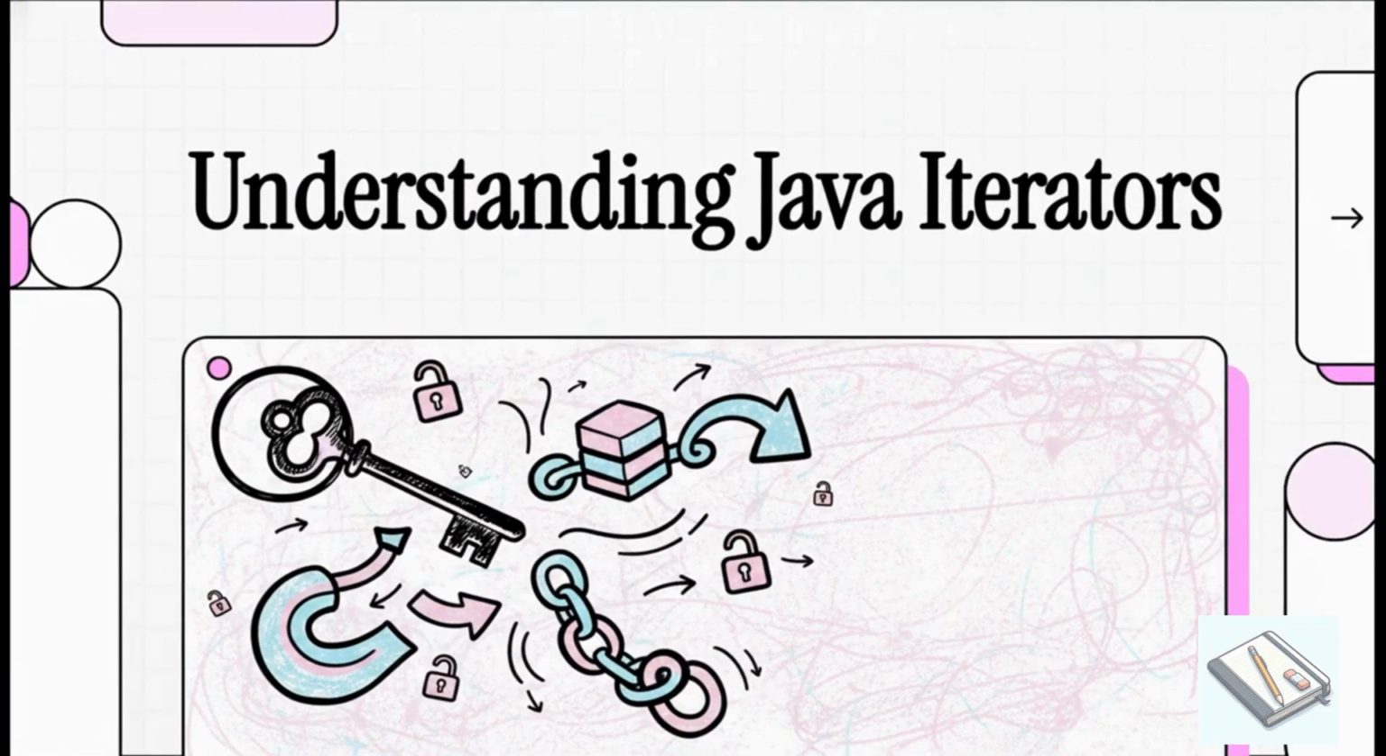In Java, there are just so many ways to store your data. But what if there was one single key that could unlock all of them? Well, today, that's exactly what we're going to talk about. Java's universal key for collections, the iterator.